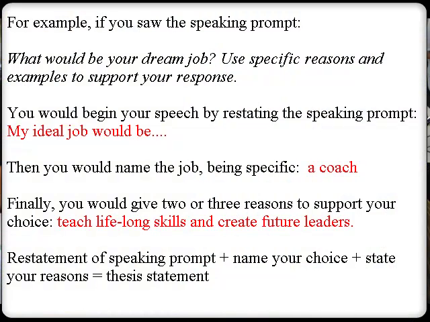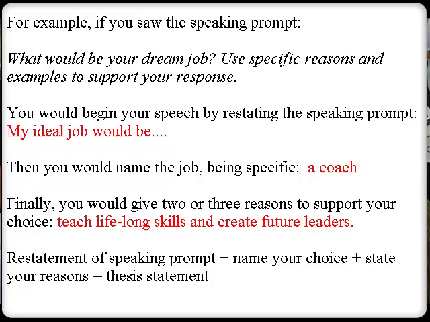Okay, first, let's talk about creating a thesis statement for the free choice response. To score high on the TOEFL iBT, and especially in the free choice response speaking task, you need to make sure that your speech clearly organizes around the speaking prompt. For example, if you saw the speaking prompt, what would be your dream job? Use specific reasons and examples to support your response. You would begin your speech by restating the speaking prompt.